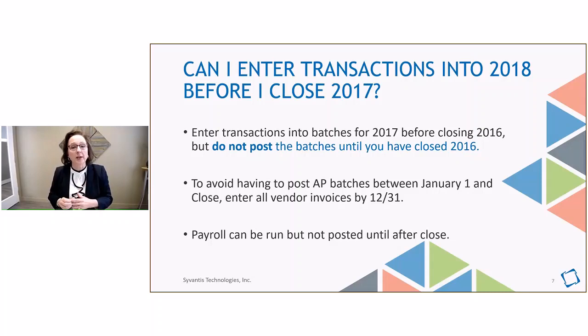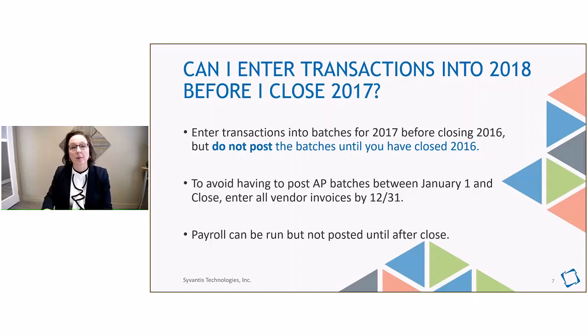Now, one of the questions we get frequently is, how do we do that with AP? One really important thing with AP is to make sure you enter all of your vendor invoices as soon as possible, and usually by 12/31, or at least everything that you've got in your stacks and sitting on your desk. Make sure that your AP people have those all entered as soon as possible after 12/31, so that if you have to print a check after January 1st, you can do so because that invoice has already been entered.